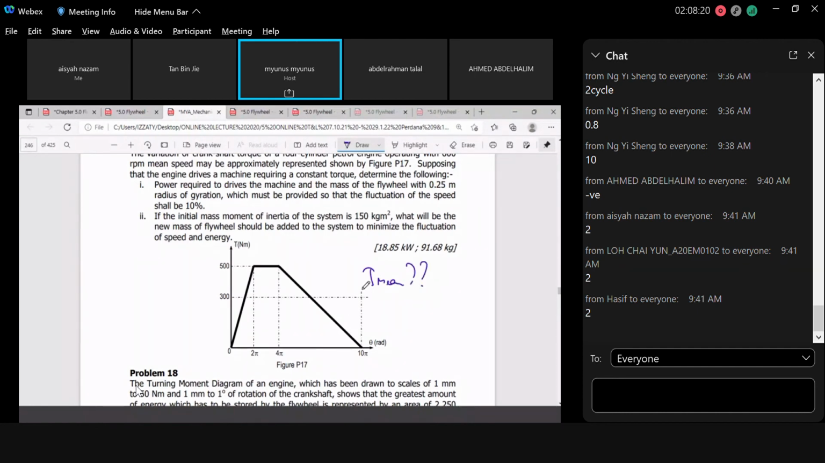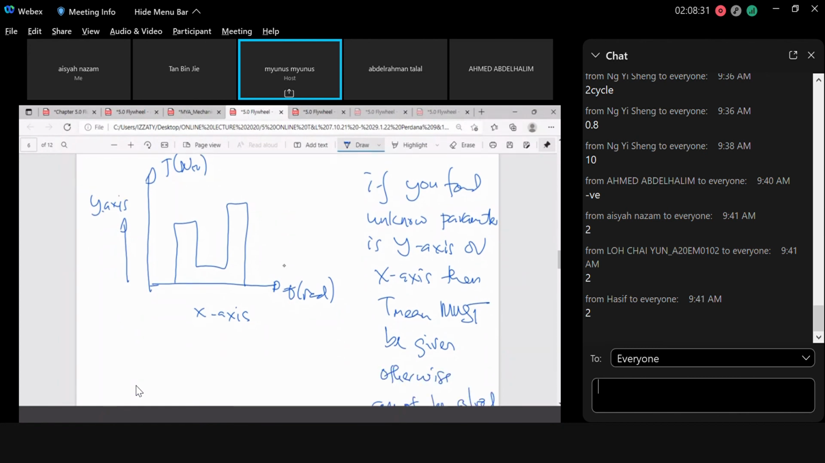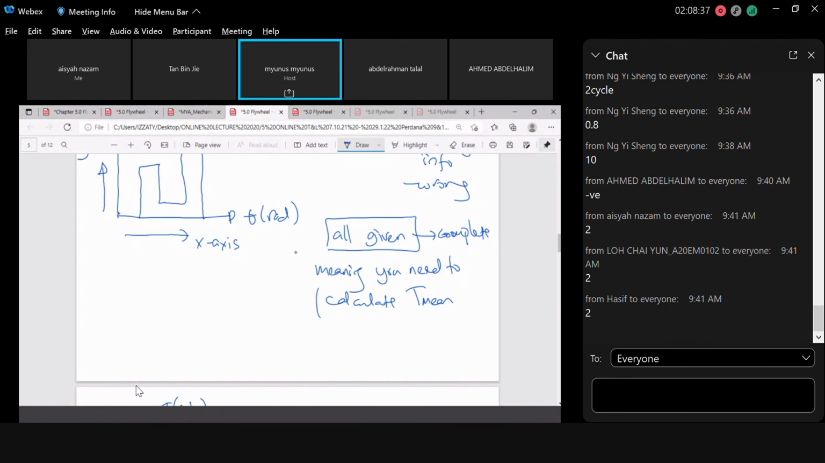Okay, so that is the conclusion to check whether the equation is correct or not, by checking all the parameters. If the unknown parameter is on either the x or y axis, they must provide you T-mean. T-mean must be given. This one you need to calculate T-mean if they provide you everything. Okay. So that's about it, the conclusion.